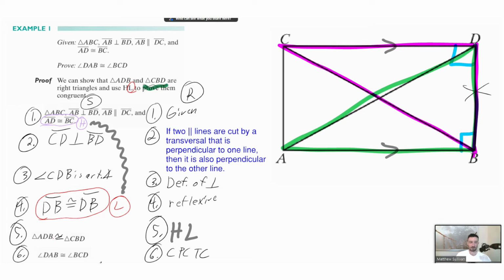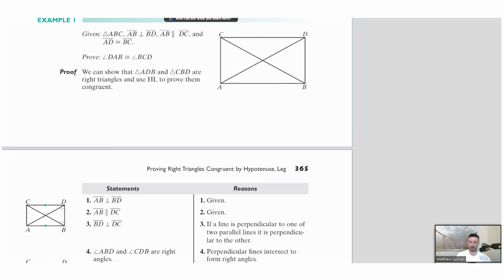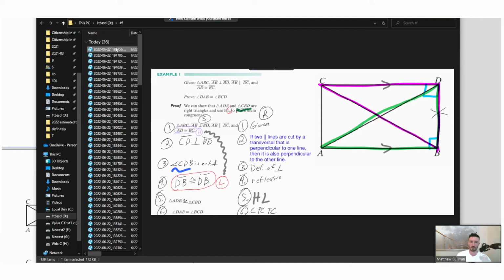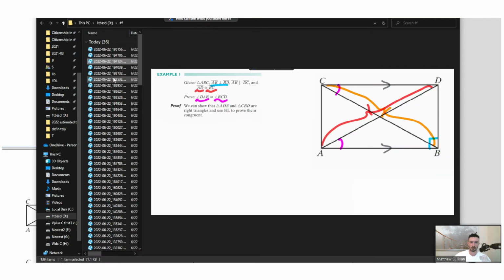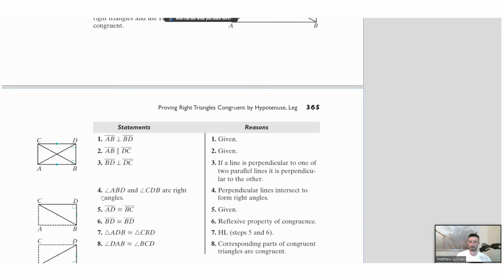Do you have any more examples? Let's take a look. By the way, I'm going to be sending you these notes, so this is going to be emailed to you at the end. Okay, cool.